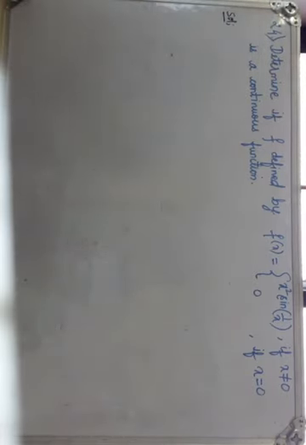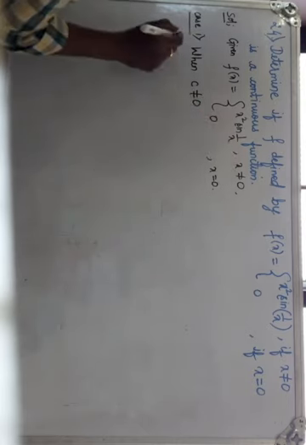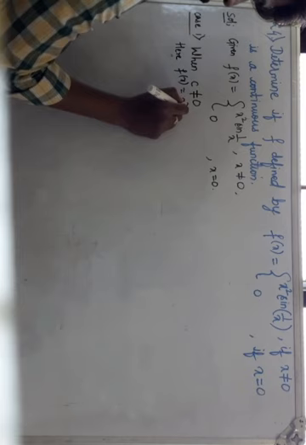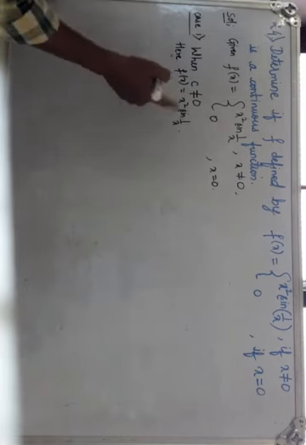Case 1, that is when c is not equal to 0. So when c is not equal to 0, what is the branch? First branch or second branch? First branch. Here the function value is x square sine of 1 by x. So f of x is x square into sine of 1 by x. At c it will be f of c, which is equal to c square into sine of 1 by c.